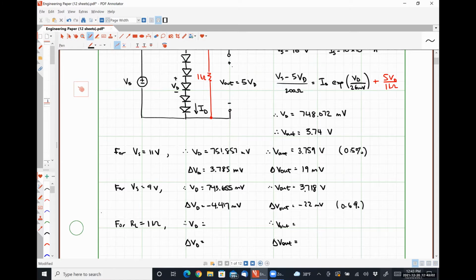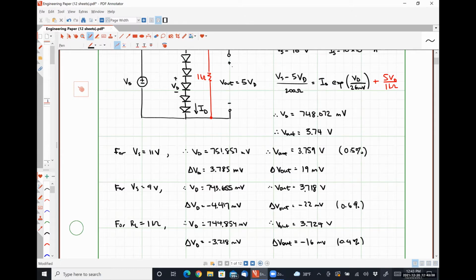Yeah, I got 744.854, which changed our output voltage to 3.724. So there was a change in VD of negative 3.218 millivolts, and there was a change in V out of negative 16 millivolts. So overall, we had a 0.4% change.